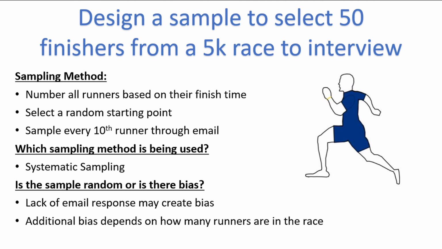Remember that the runners were numbered based on their finish times, so if there are thousands of runners, we may be more biased towards faster or slower runners, depending on the starting point. Perhaps faster runners are more picky about the organization of races, and will bias the survey towards certain answers. We can avoid this bias by increasing k from every 10th runner to, say, every 100th runner. If we get to the end of the list of runners, we can always loop back around to the beginning.